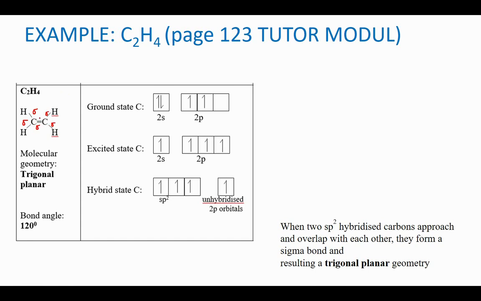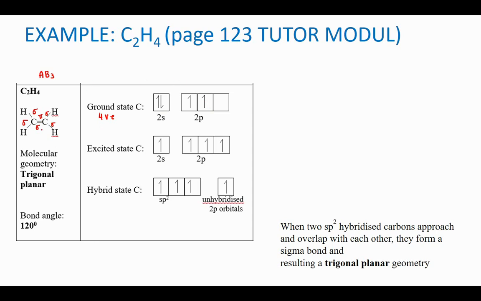And between the two carbon atoms, there is a pi bond. So we can see here, since there are three sigma bonds, the class of molecule is AB3. So the geometry is trigonal planar and the bond angle is 120. For the ground state, there are 4 valence electrons in carbon. So we have 2 electrons in s and 2 electrons in p.